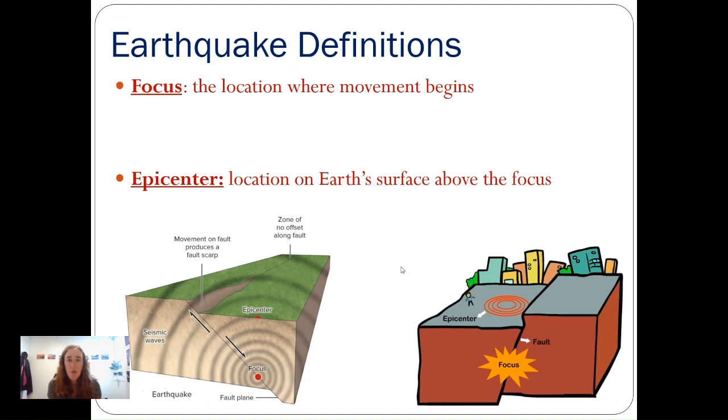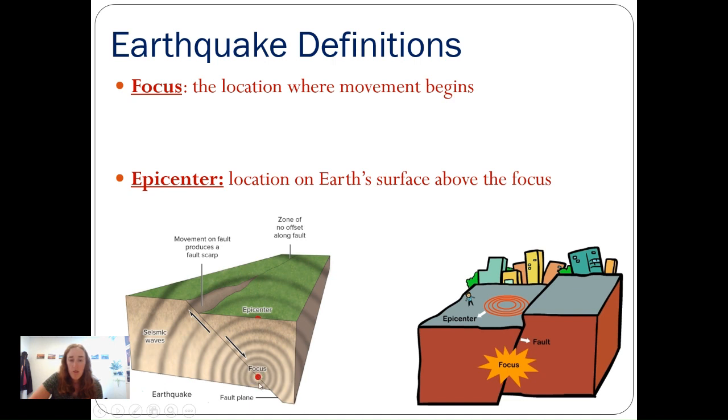Two more definitions here for you. So we have focus. A focus is underground, where the earthquake movement actually begins. So most earthquakes aren't generated at the surface. They are generated down somewhere beneath Earth's surface at what we call the focus. The focus is where the earthquake starts, and it will move a fault in response to shaking or seismic waves.